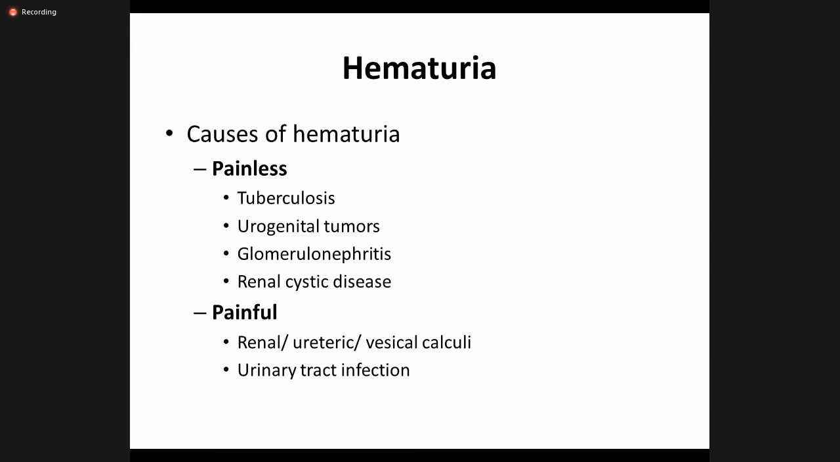Glomerulonephritis can cause painless hematuria. Renal cystic disease can cause painless hematuria. If the patient says he is having painful hematuria, then we will think about calculi: renal stone, ureteric stone, or bladder stone, and UTI. UTI also causes painful hematuria.